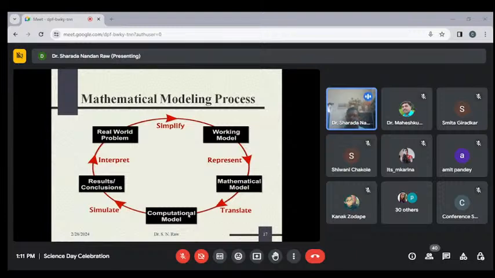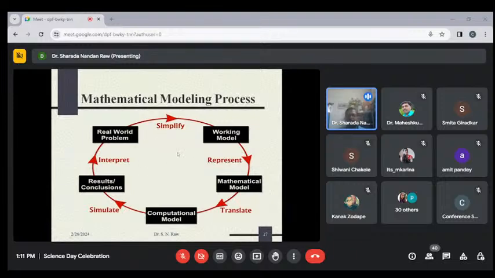So we translate it, then you have to make the computational models, then write the computational programming based upon the mathematical models, then simulate it and find the result and conclusion, then interpret it with the real world situations. So first you find the result, then think about the real world problems. If your findings satisfy the real world, then stop. Otherwise you impose some more assumptions or simplify some assumptions, then repeat the whole process.